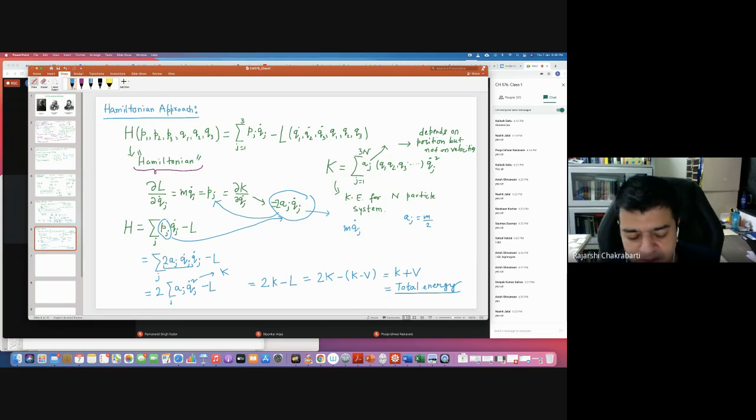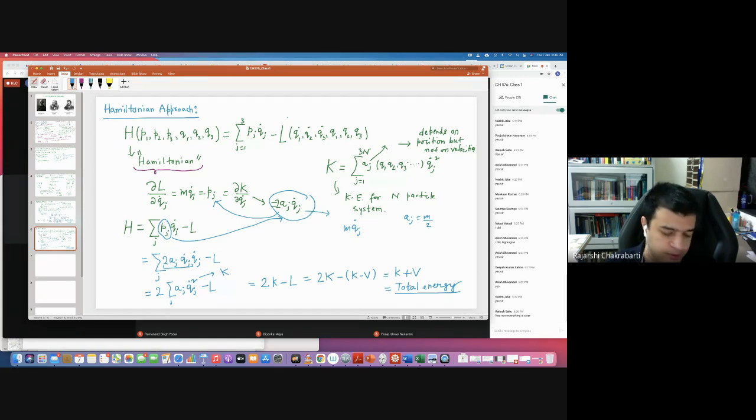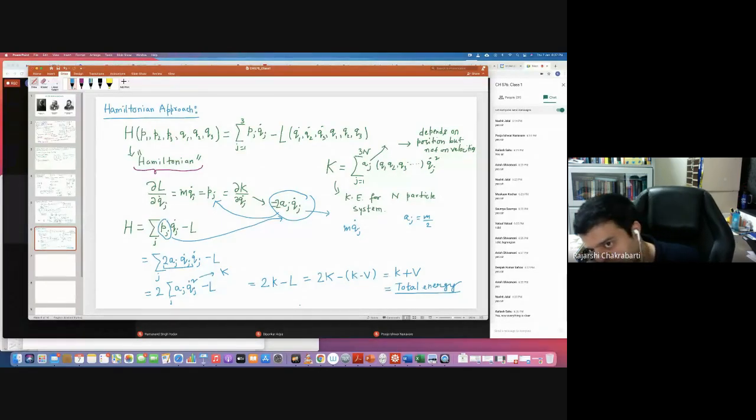Is this clear? Rather than starting as K plus V, I start with the Lagrangian and I add something like this. This is called Legendre transformation, which we will explain later. But you can see that my Hamiltonian, the way I have expressed it here, is nothing but the total energy of the system. If you don't like a_j, from the very beginning you can put m by 2. Then also you'll get the same thing. It doesn't matter. I'm just making it more general.